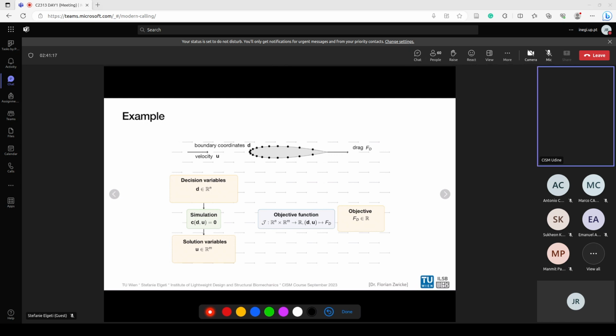So these two are now connected using a PDE simulation. So we solve for the flow. That gives us the relation between D and U. And from whatever we have, we can compute our objective function, which takes D and U and then gives us the drag. So both variables enter into our objective function. And then in our optimization procedure, we want to minimize the drag under this condition that C is equal to 0.